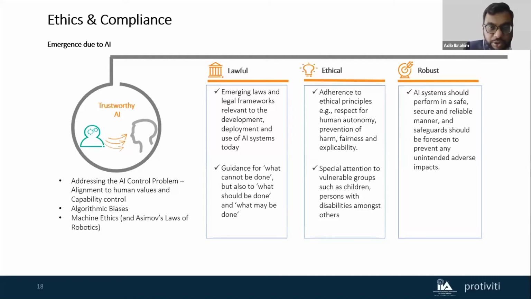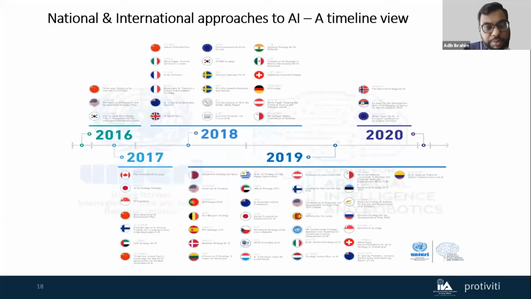Now, in all these three areas, if you see how national and international economies have been focusing on it, there has been a number of changes. The Center for Artificial Intelligence and Robotics, funded by the United Nations, monitors a number of such policy approaches that have been launched.